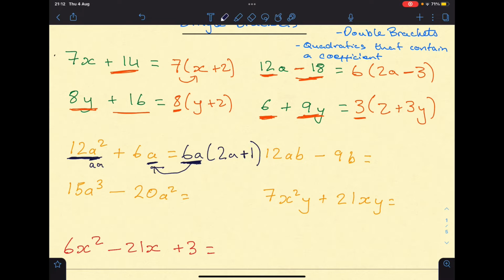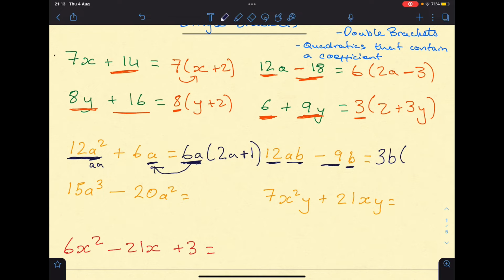Next one. Look at the numbers first. What can I divide 12 and 9 by? That would be 3. Then the letters. So I've got ab here, and I've just got b here. So what letter is common in both? That's b. Then open my bracket.